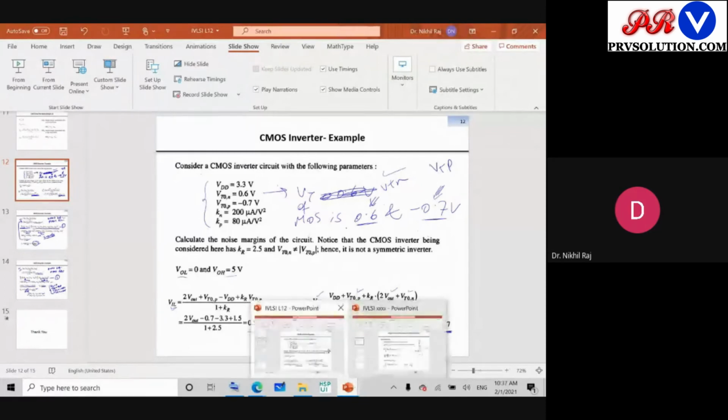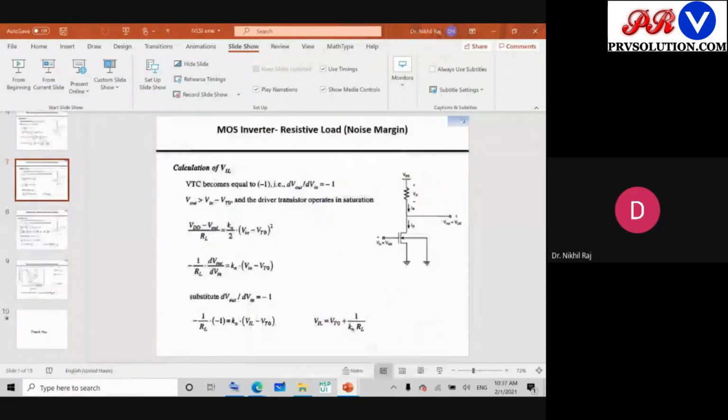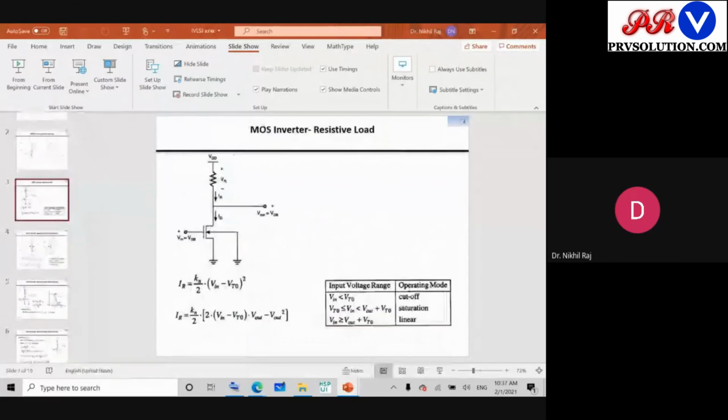Now a similar case is where, in place of the PMOS, I can use a simple MOS resistor. So if a resistor is there, what will happen? Will the same expression apply? No, that expression is invalid for this type of inverter, because it is derived only for CMOS logic when there is a PMOS load. Now when there is a resistive load, what will happen?